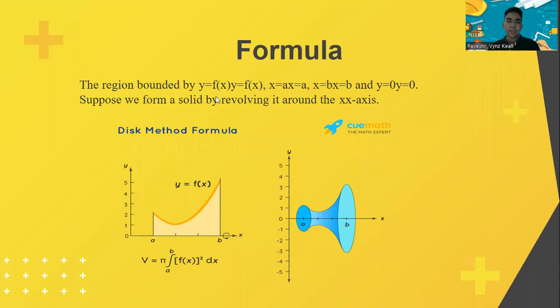The region bounded by y equals f of x, x equals a and x equals b. So in shorter terms, the formula for finding the volume using this method is equal to pi y squared dx. So this is the graph. So pi times the integral of f of x squared dx from the limits of a to b.